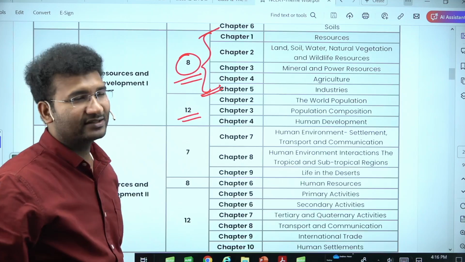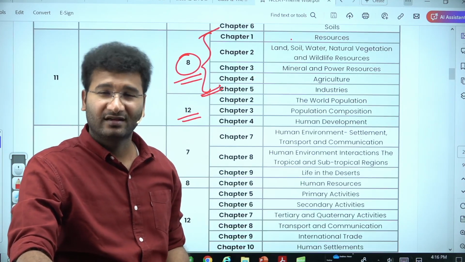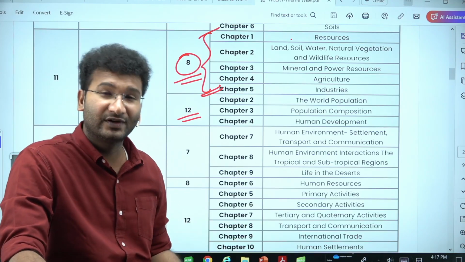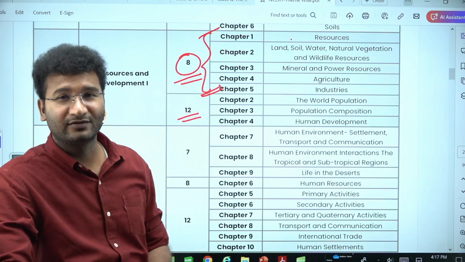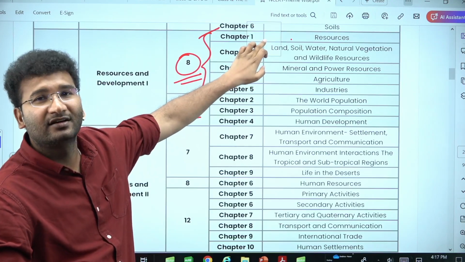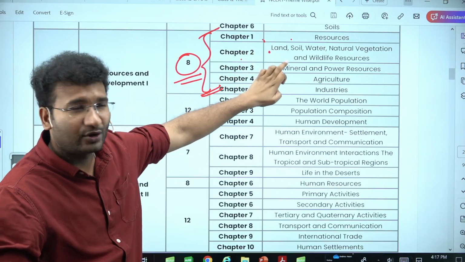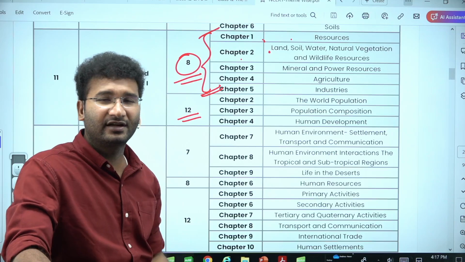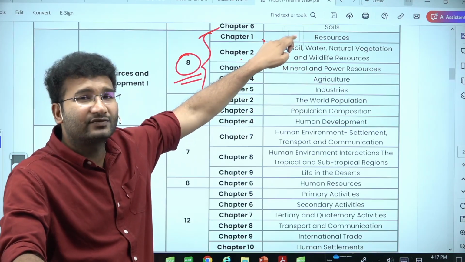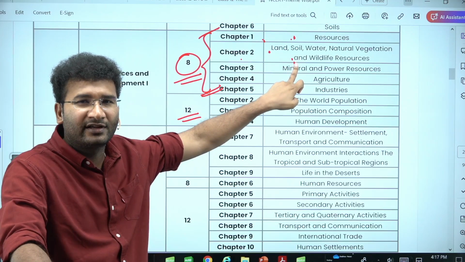These are very basic. In this, firstly, you'll get an understanding of what a resource is, right? What are the different types of resources? Is land a resource? Is water a resource? What are conventional resources, non-conventional resources, energies? So fundamental basics of the definitions are given here. Second, land, soil, water, natural vegetation and wildlife resources. Here we learn what a resource is, and we are going to apply certain definitions such as what is arable land, what is non-arable land, like that.